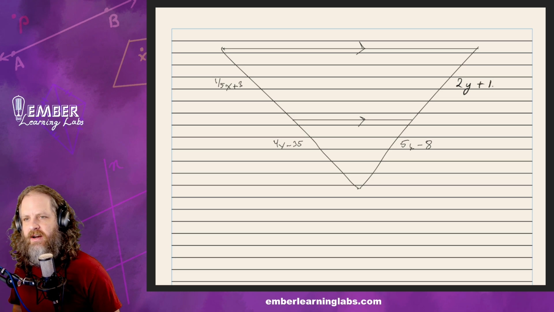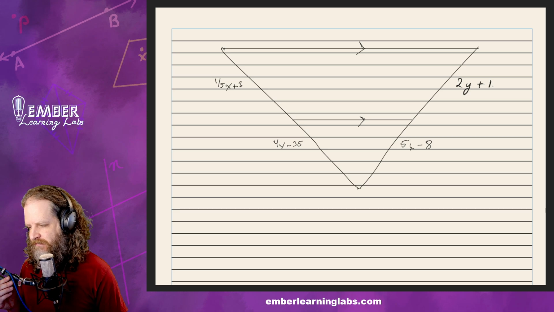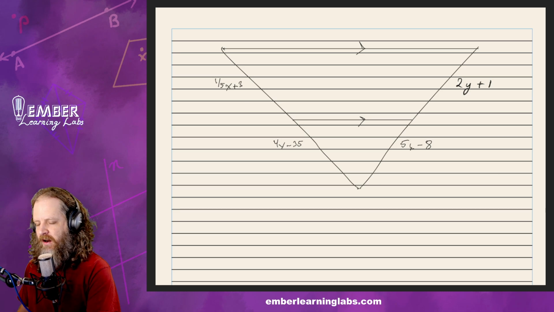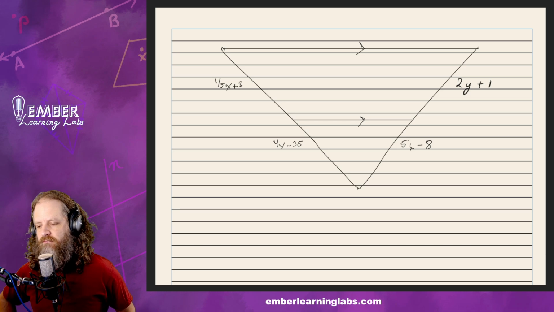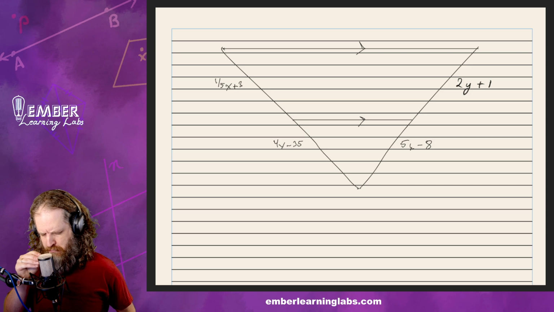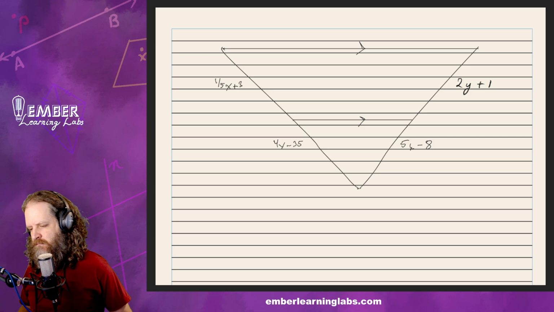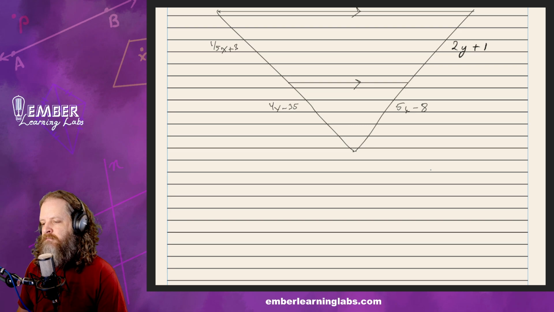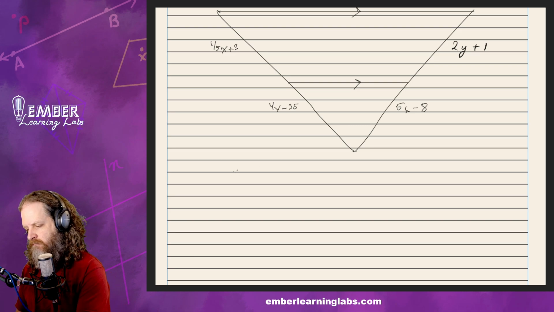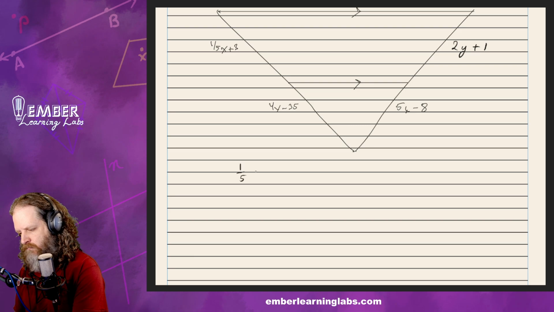2y plus 1. There we go. Great. These are ugly looking, but that's fine. All right, so we're supposed to find x and y. So what can we do? Is equal to 4x minus 35. That's true. What lets us do that?